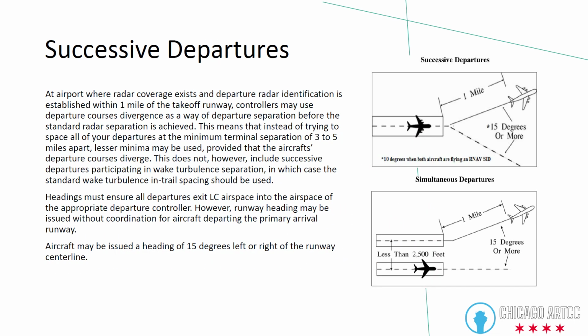Successive departures, same as Midway. As long as we're giving our 15 degrees of divergence, we can depart aircraft 1 mile in trail.